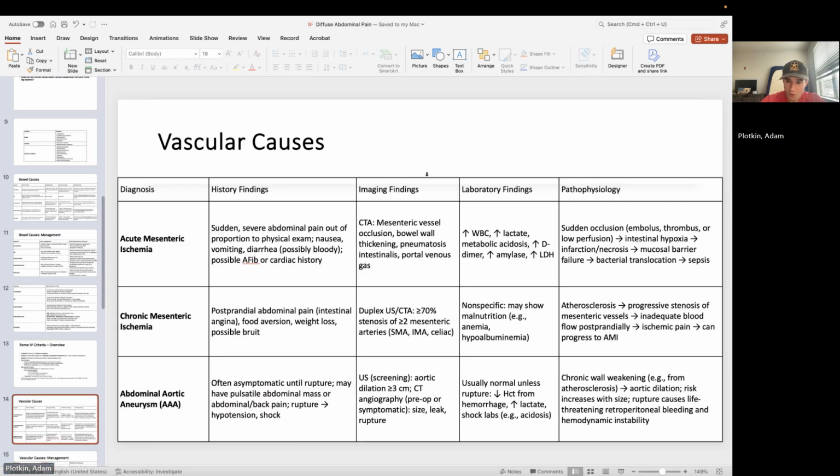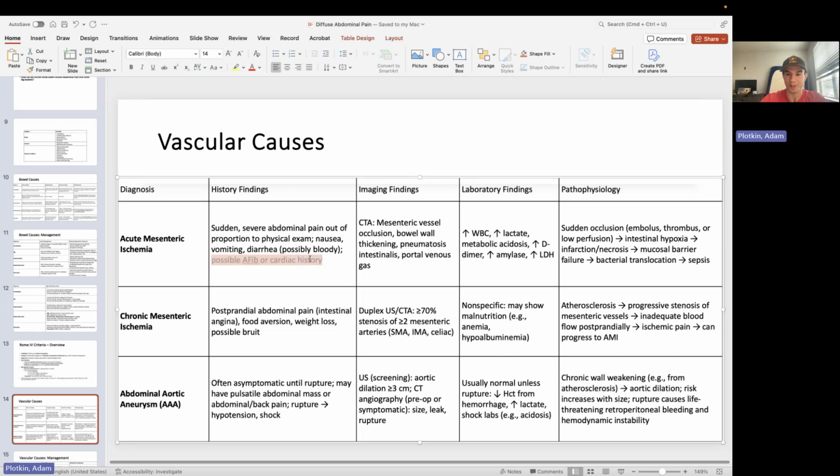All right. So those were my bowel causes. Let's talk about vascular causes, right? Three big ones. We've got acute mesenteric ischemia, chronic mesenteric ischemia, and AAA. So in acute mesenteric ischemia, it's going to be a sudden, severe abdominal pain out of proportion to physical exam. Because again, I told you it's the vasculature. It's not really the organs, right? The organs are losing some blood supply, but it's the vasculature that's impacted. They could have nausea, vomiting, diarrhea. Maybe it's bloody if we're starting to get some necrosis.